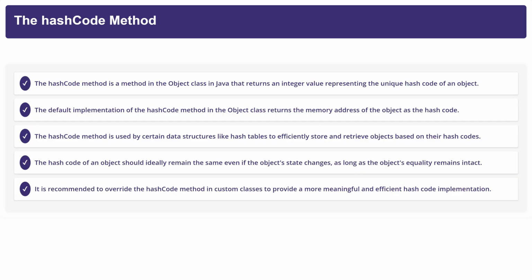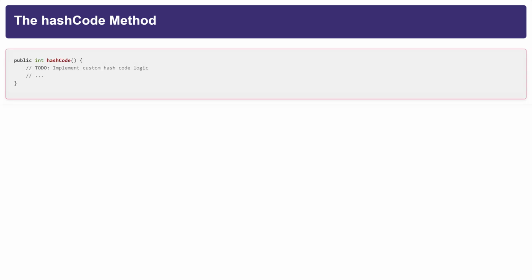The hashCode method is used to generate a unique hashcode for objects. The default implementation returns the memory address of the object. It is important to override this method in custom classes to provide a meaningful implementation. The hashCode method is typically overridden in custom classes to provide a custom implementation. The implementation should calculate and return the hashcode of the object.